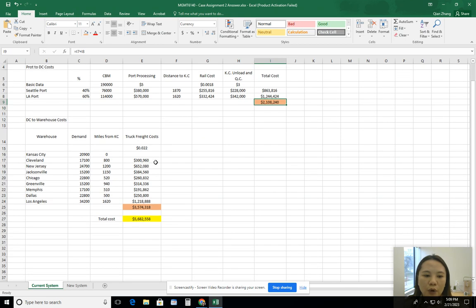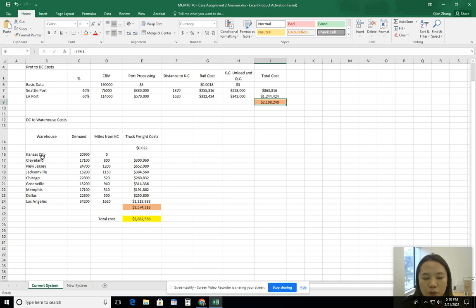And another great portion of cost is once all the importing products arrive in Kansas and we do all the checking, then the importing products need to be transported from Kansas to other warehouses. And here is the table for the demand for the miles, and we know we will use the truck instead of the rail to transport them. So the total cost will be the sum of all the cost to all the warehouses.